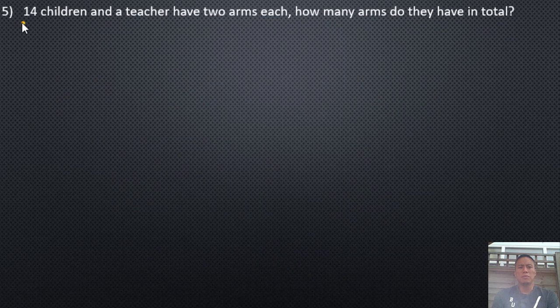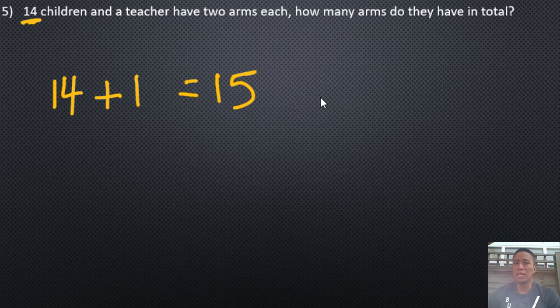Question number 5. 14 children and a teacher have 2 arms each. How many arms do they have in total? So we have 14 children and a teacher, who have 2 arms each. So we're looking at 14 lots of 2 arms and 1 lot of 2 arms. So we're looking at a total of 15 people that have 2 arms each.